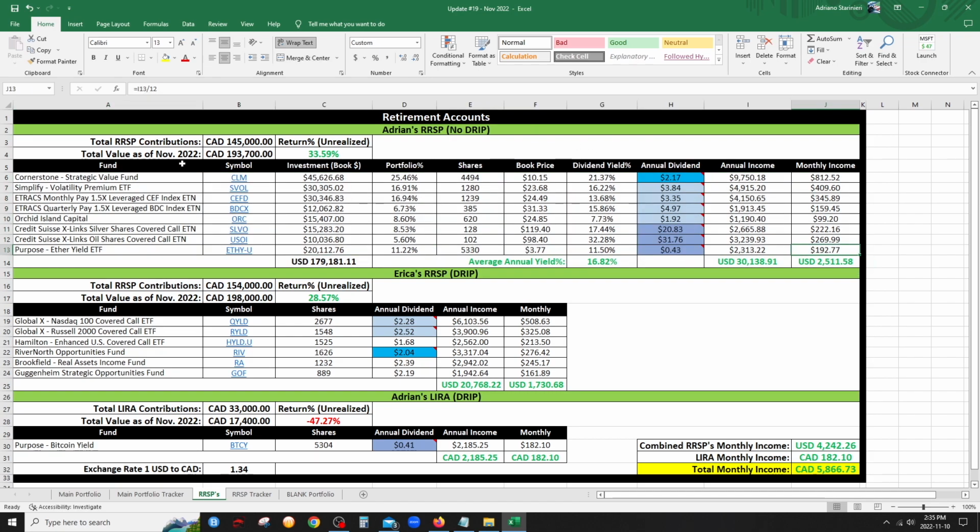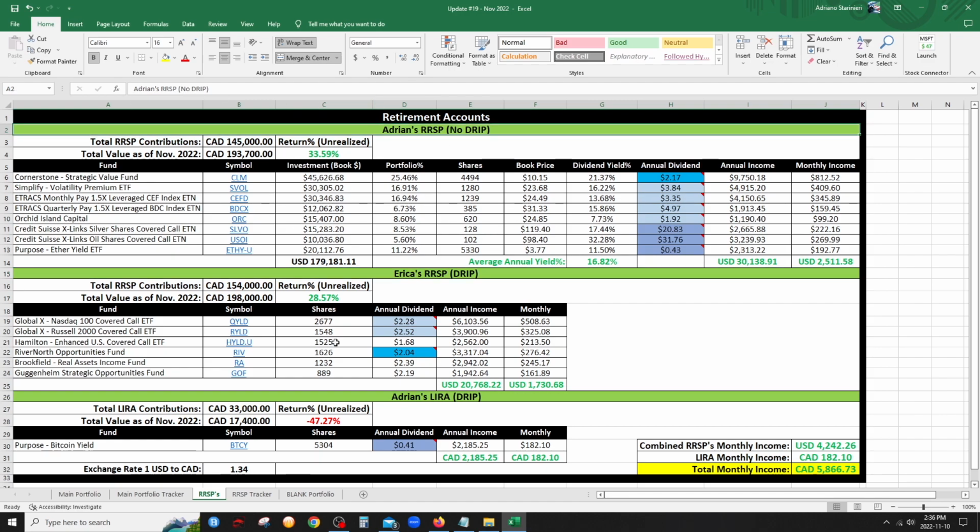This is my YOLO account, so I'm going to have the higher yield, leverage, crazy stuff, like CLM, SVOL, CEFD. I got some ETNs in here. So this is basically my YOLO account that I like to have fun with, that I like to pick and choose what I invest in every month. I find what's undervalued. And my wife's account is kind of like a hedge, just in case I really mess this up long term.